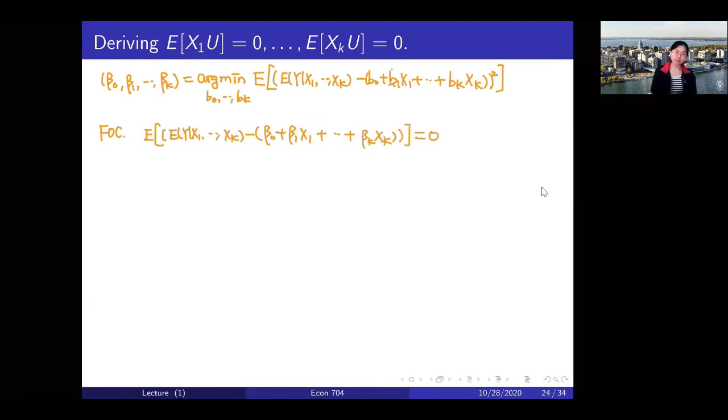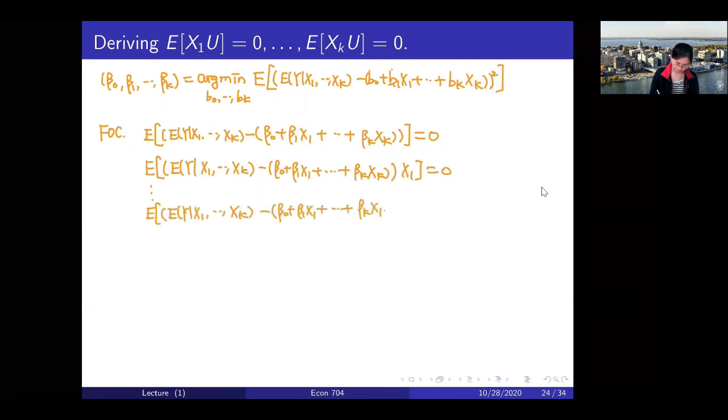So this is the first order condition with respect to B naught. Notice that I plugged in all the optimal values because the optimal values are the ones that make this first order condition hold. And this is the first order condition with respect to B1. And this is the first order condition with respect to Bk. So you got k plus 1 equations for k plus 1 unknowns.